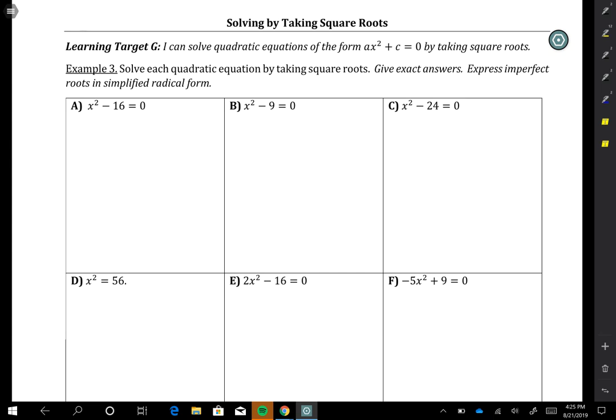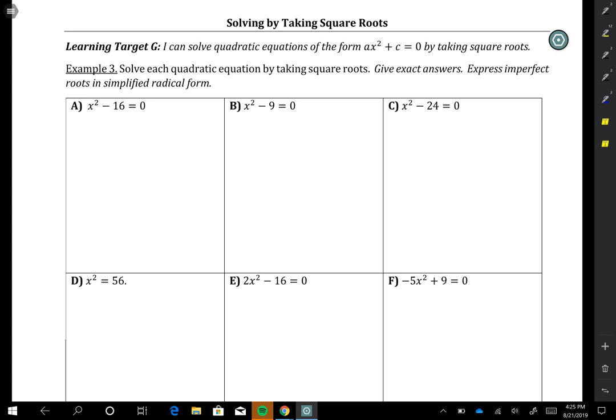Your learning target is I can solve quadratic equations of the form ax squared plus c equals 0 by taking square roots. Our instructions say solve each quadratic equation by taking square roots. Give exact answers. Express imperfect roots in simplified radical form.